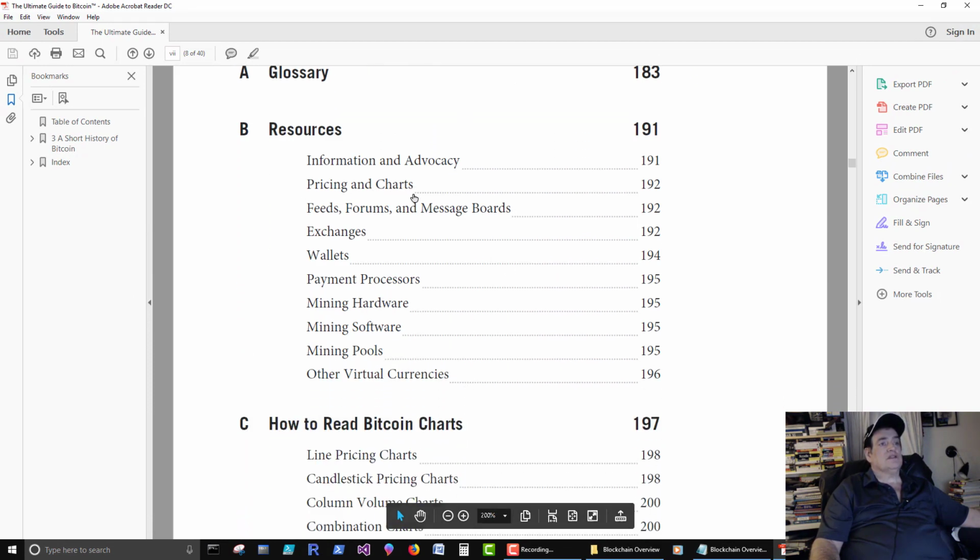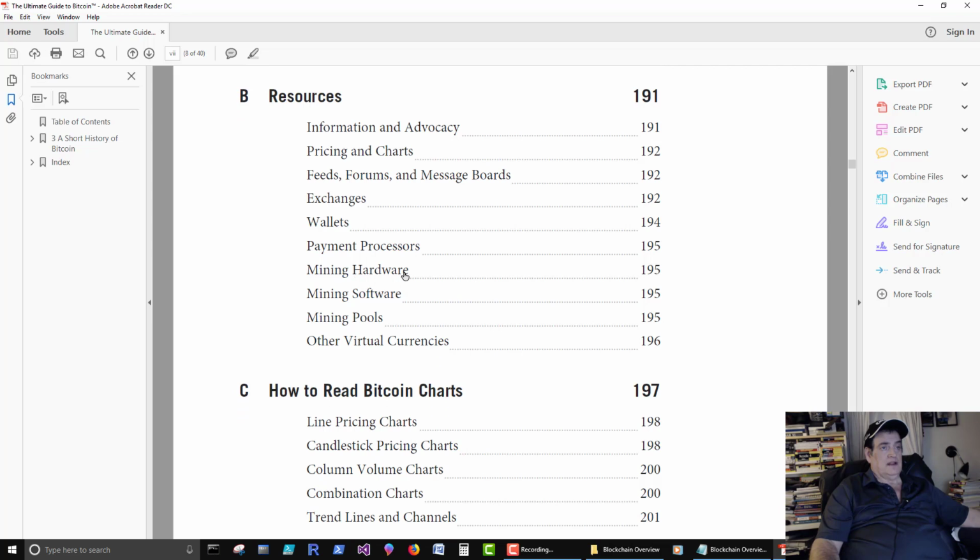Pricing charts, forums, exchanges, wallets, mining. These are all important topics. You don't have to do all of them. It just depends on which area you want to get into.